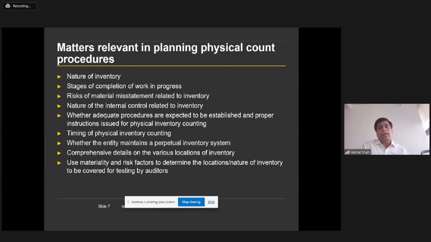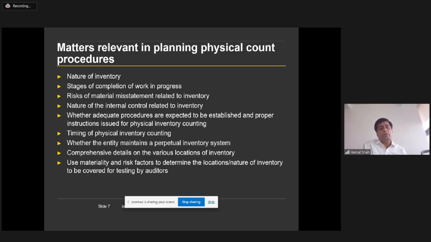What are the matters relevant in planning physical count procedure? Of course, the nature of inventory. Nature of inventory is very critical. For example, if there is perishable inventory, especially in a quick service restaurant like McDonald's or Burger King kind of world, where inventory is generally kept only for 3 or 4 days, then probably the auditor may not be worried too much, because the auditor knows the sales cannot happen if the inventory is not there. So that gives a lot of comfort. But on the other hand, if the inventory is of a long duration, then it is all the more reason for the auditor to spend time and do the physical verification.